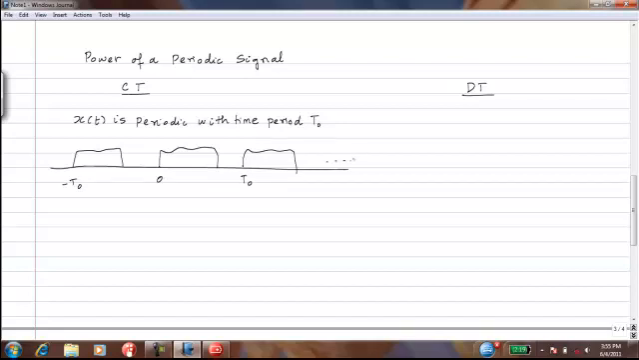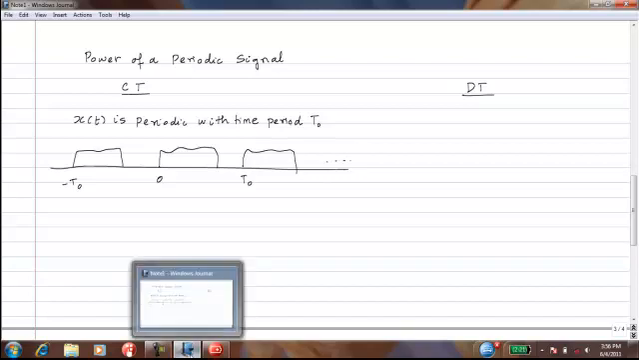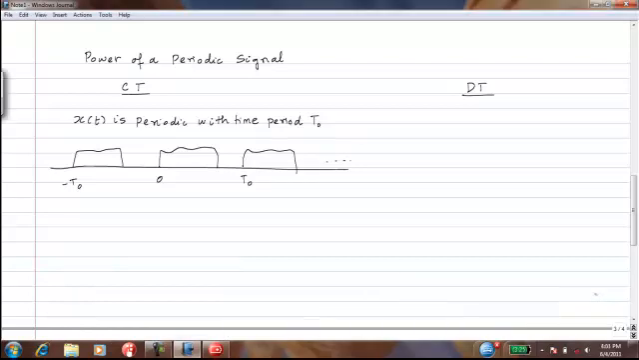What can we say about the energy of the signal? You may want to pause for a minute and think about this. Well, the energy of the signal was defined as the integral of the square of the magnitude of this signal. And the square of the magnitude is non-zero over every period of the signal, right? So the energy associated with this signal is infinity.